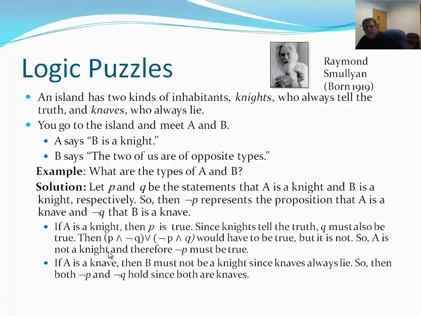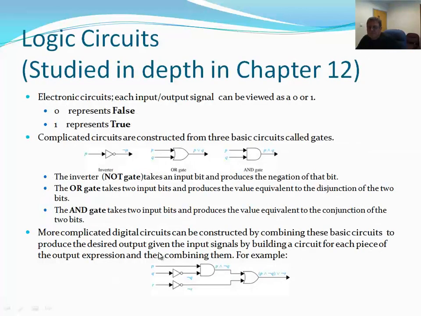Not P, A is not a knight, so A is a knave. If A is a knave, then B must not be a knight, since knaves always lie. So then both not P and not Q hold, since both are knaves. In this case, we realize that both of them are knaves, because we couldn't establish a true value between them.